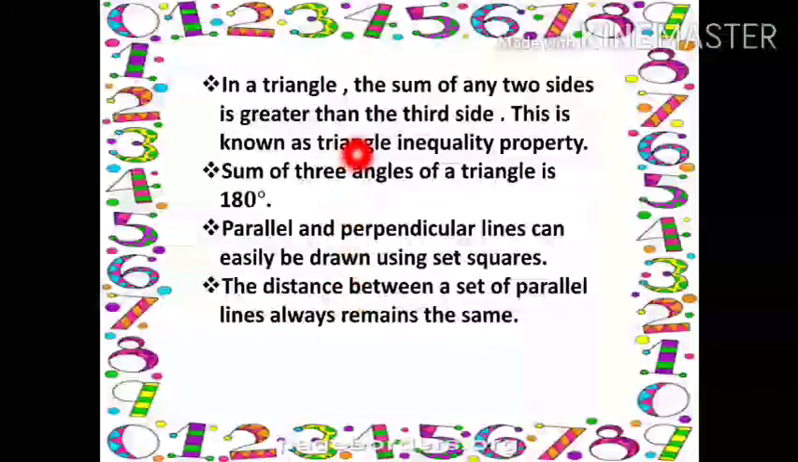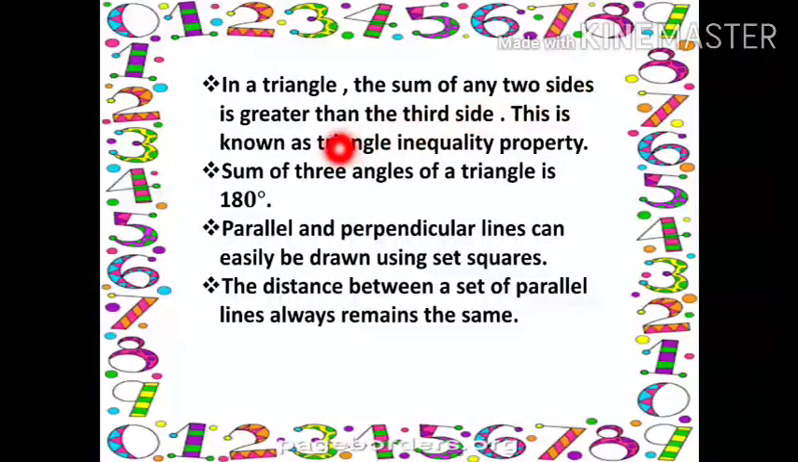In a triangle, the sum of any two sides is greater than the third side. This is known as the triangle inequality property. By this property only we can know whether the given sides can form a triangle or not. If the sum of any two sides is less than or equal to the third side, the given sides cannot form a triangle. It should be greater than the third side. That is, the sum of any two sides is greater than the third side.